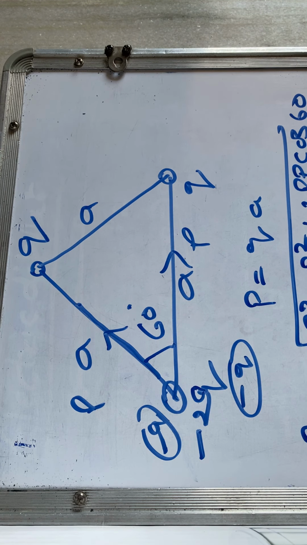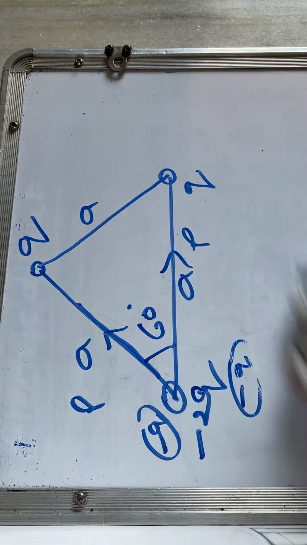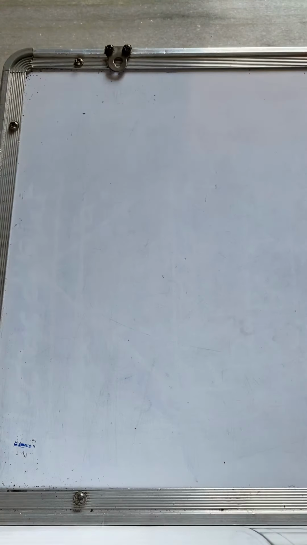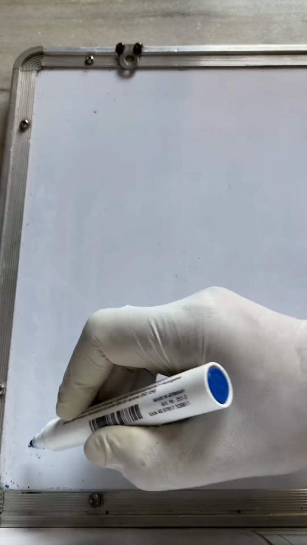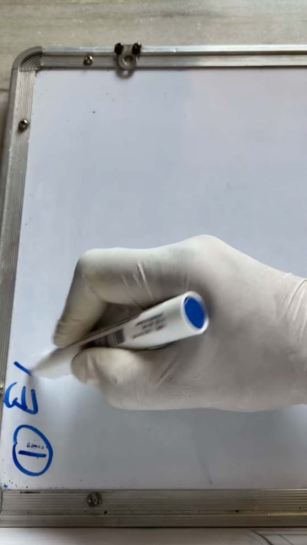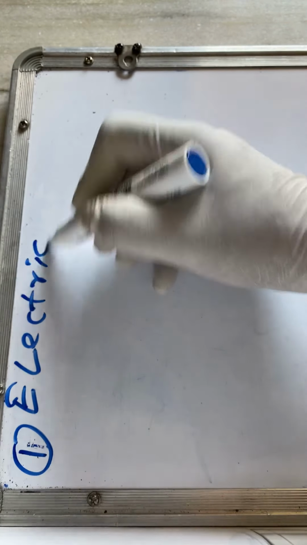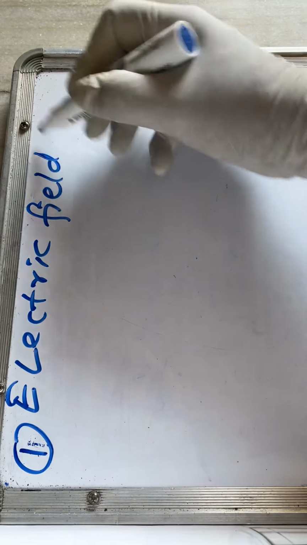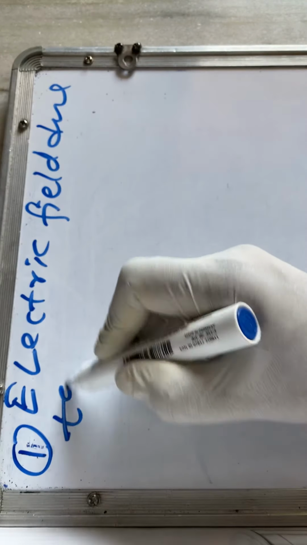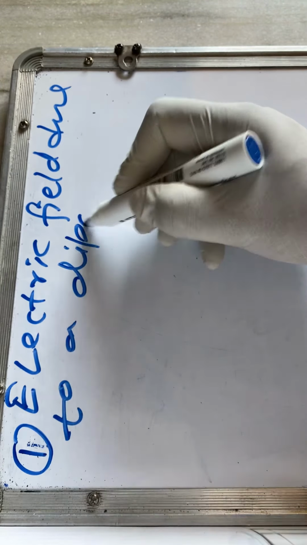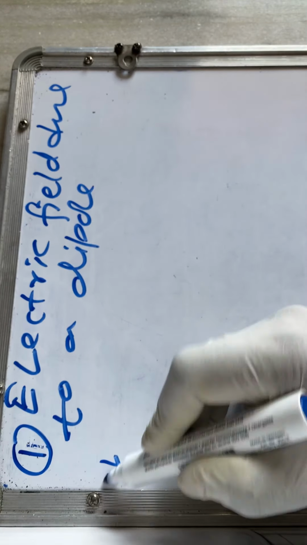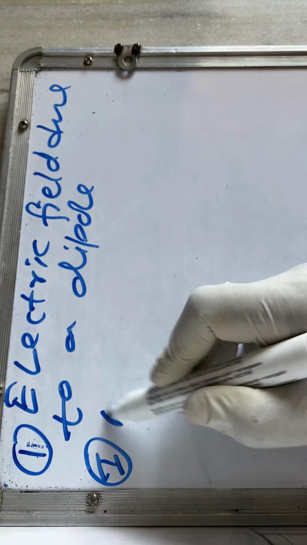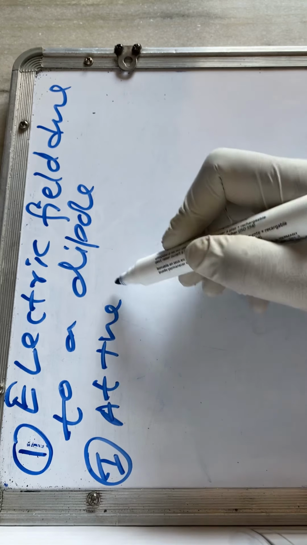Now we are going to find the electric field due to a dipole. First, for the first case, we'll find it at the axial position of the dipole.